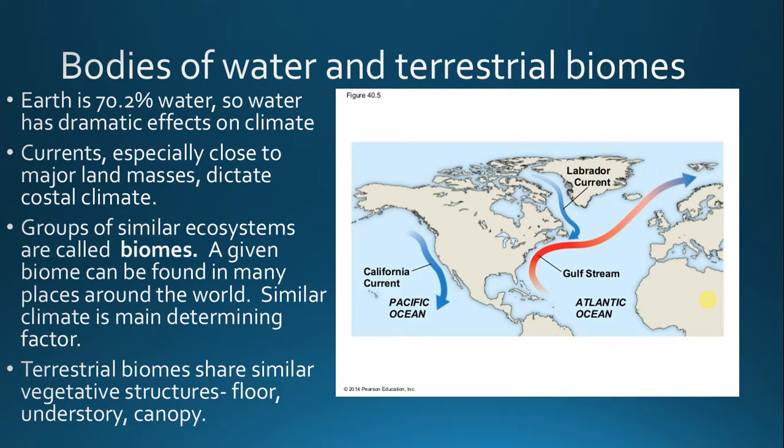Bodies of water are really important in the distribution of biomes, because Earth is 70.2% water, so it has a dramatic effect on climate. For example, currents, especially close to major land masses, dictate or influence greatly coastal climate. For example, in California, there's the cold California current coming by, and close to the east coast, there's a warm Gulf Stream climate.